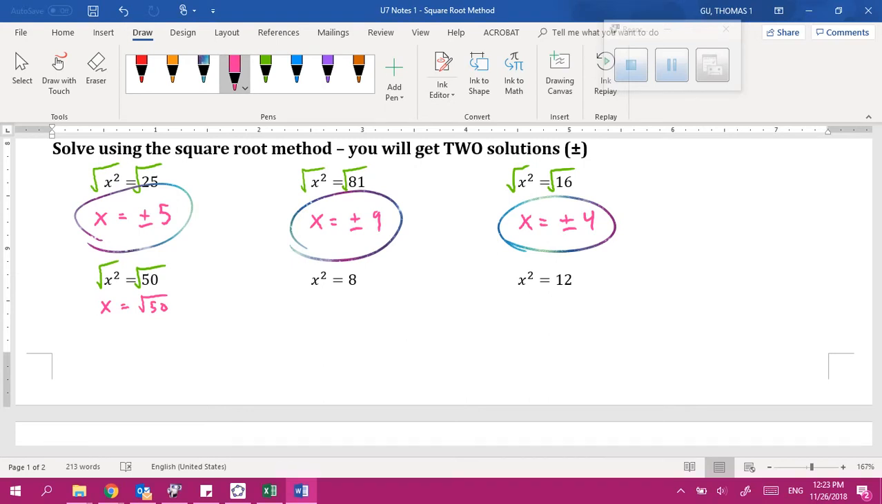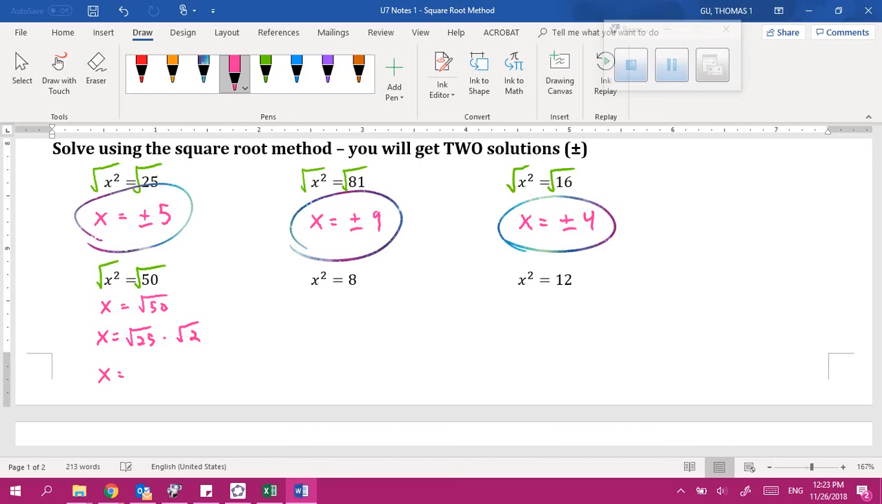5 times 10, but that's not actually going to help us get anywhere. Can you think of two other numbers that multiply to give you 50? 25 times 2. Oh, okay. Because 25 is a perfect square. It's better to use that one, right? So this is going to be x equals square root of 25 times square root of 2.